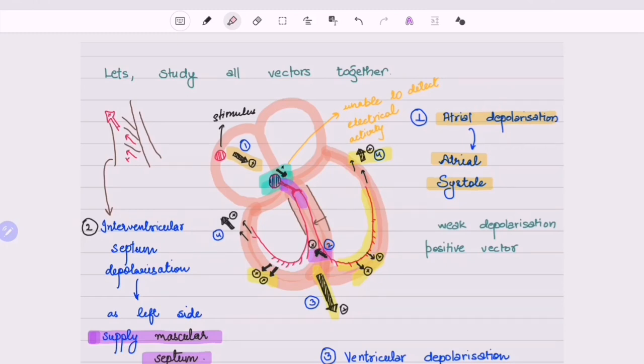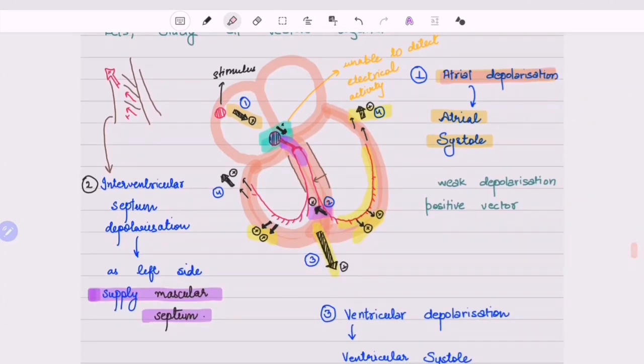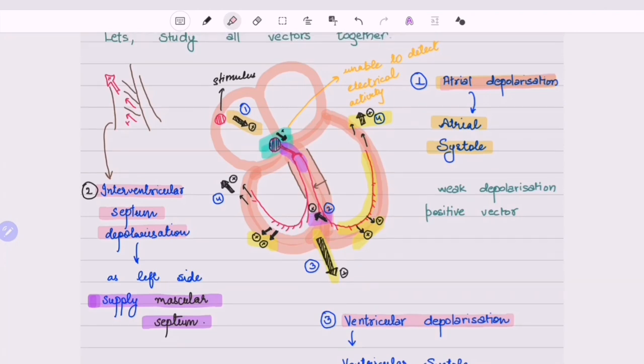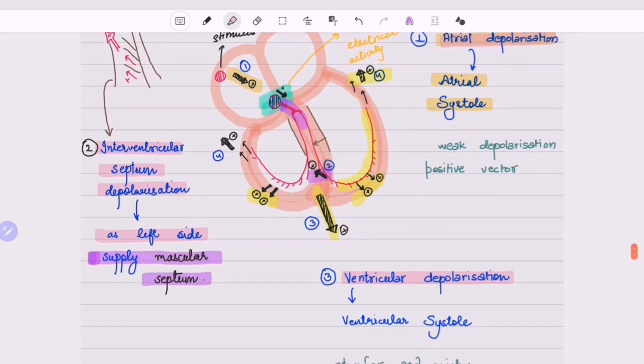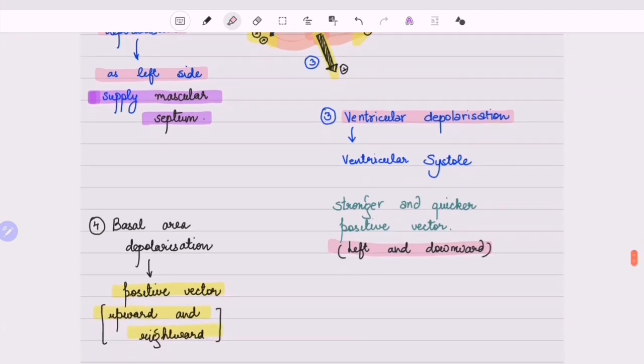The first vector is the atrial depolarizing vector, which is towards the left and downward side. Then the second vector is the interventricular depolarizing vector, which is towards the right and upward side. Now the third, the ventricular depolarizing wave, represents a vector towards the left and downward side. And the last, the basal area depolarization wave, represents the vector towards the upward and rightward.